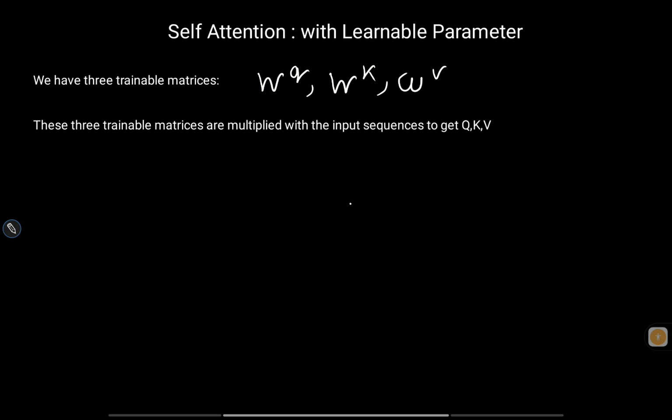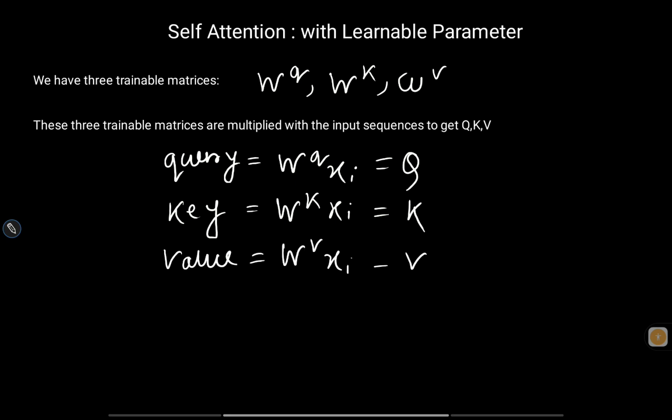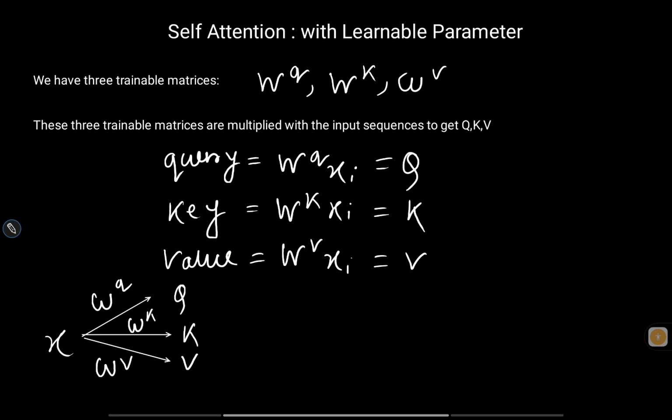These three trainable matrices are multiplied with the input sequence to get the query, key and value. We get the query vector by multiplying Wq with xi. Then we have the key vector and also the value vector. So we are passing x, and x is getting multiplied with Wq, Wk and Wv, and we are getting the corresponding Q, K, V.